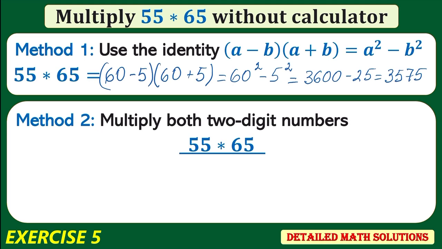Next, when I multiply both numbers, I have 5 times 5, 25, 2 carries over. Again, I have 5 times 5 plus 2. 5 times 5 is 25, plus 2 equals 27. 6 times 5 is 30. 3 carries over, and again I have 30 plus 3, 33. When I add both numbers, I get 5753, or 3,575.